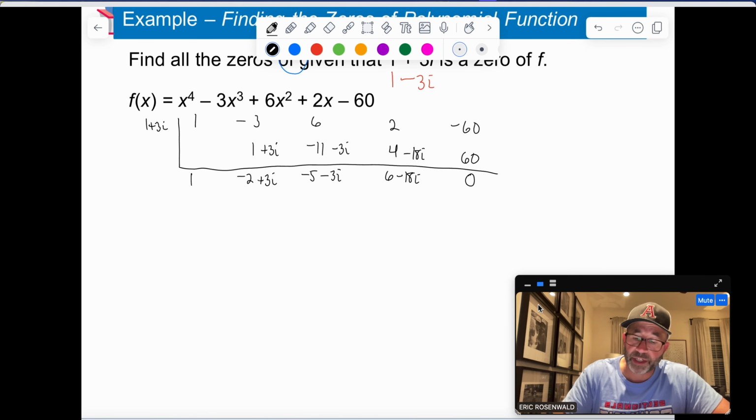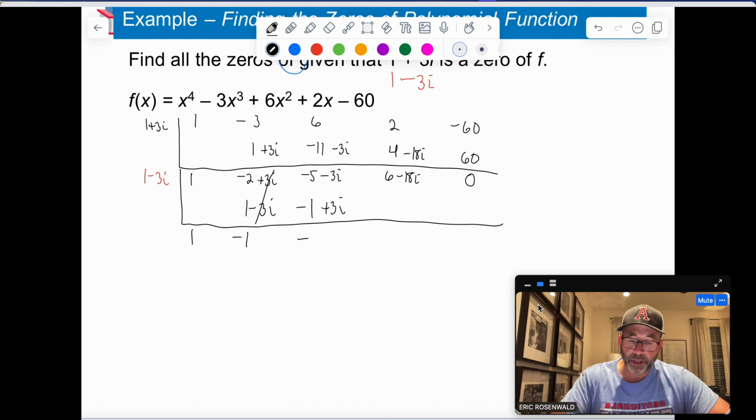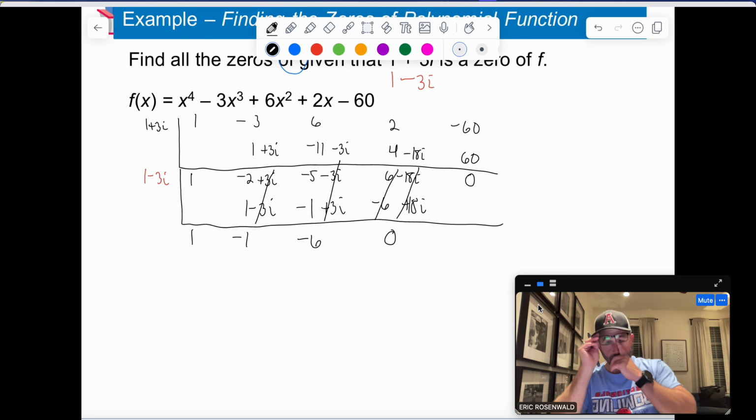This time we're going to use that second factor that we have, which is the 1 minus 3i. We'll bring down the 1, multiply these together, we get 1 minus 3i. Add straight down, we end up with a negative 1, and then these actually cancel. Multiply the negative 1 minus 3i, which will give me a negative 1 plus 3i, which adds straight down, we'll end up with a negative 6. These cancel. And then multiply the next part, we're going to get a negative 6 plus 18i, which these will just cancel, so we're left with a 0.